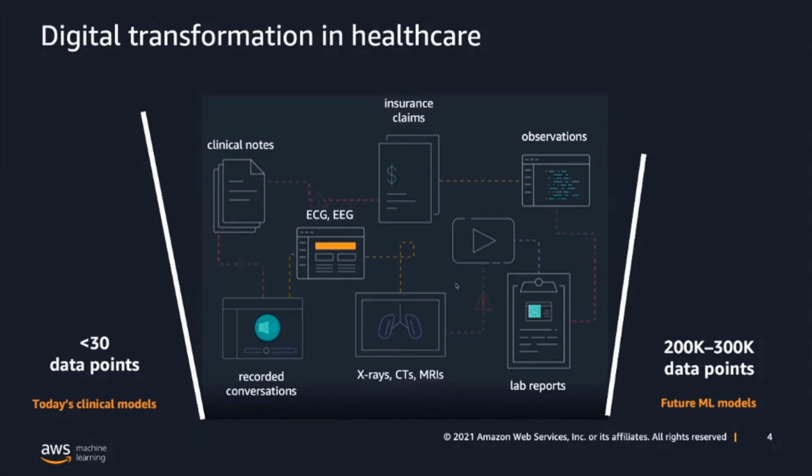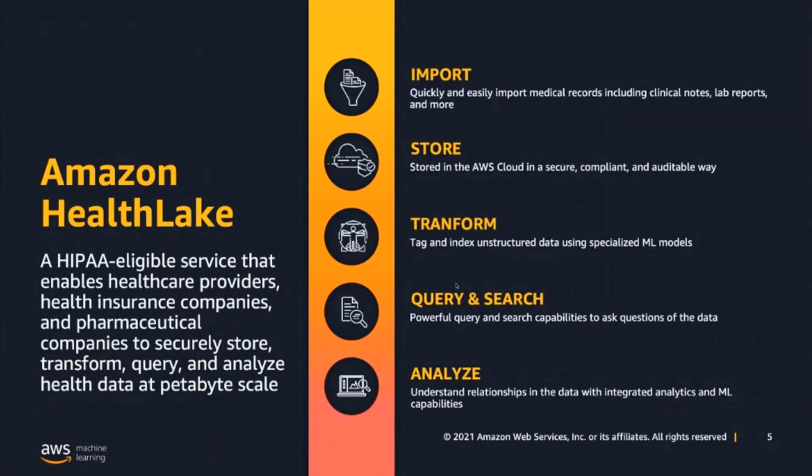As you can see in the slide, without extracting the hidden information, we had about 30 data points in a typical clinical model use case to train with or to interpret. Whereas after applying some of the techniques to extract hidden information, you now have 200 to 300,000 data points, which is extremely useful for training machine learning models in order to get better accuracy and understanding of the patient's condition and improve treatment. So let's look at how HealthLake does that.